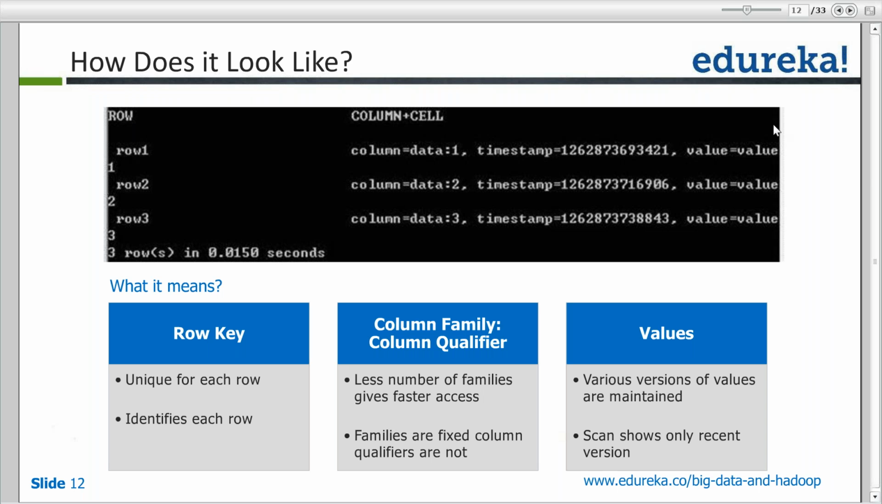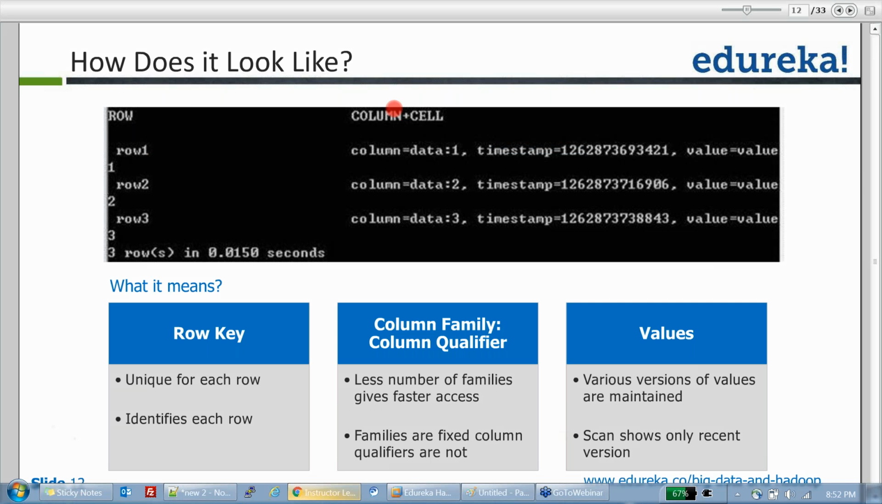So it displays the row. Just take a highlighter. It displays the row, and in your column and cell, it displays your data. If you see data colon 1, data is a column family, 1 is your actual column. If you see data colon 2, data is your column family, 2 is your column name. And the actual value for column 1 is value 1. And this timestamp is automatically generated by your HBase.